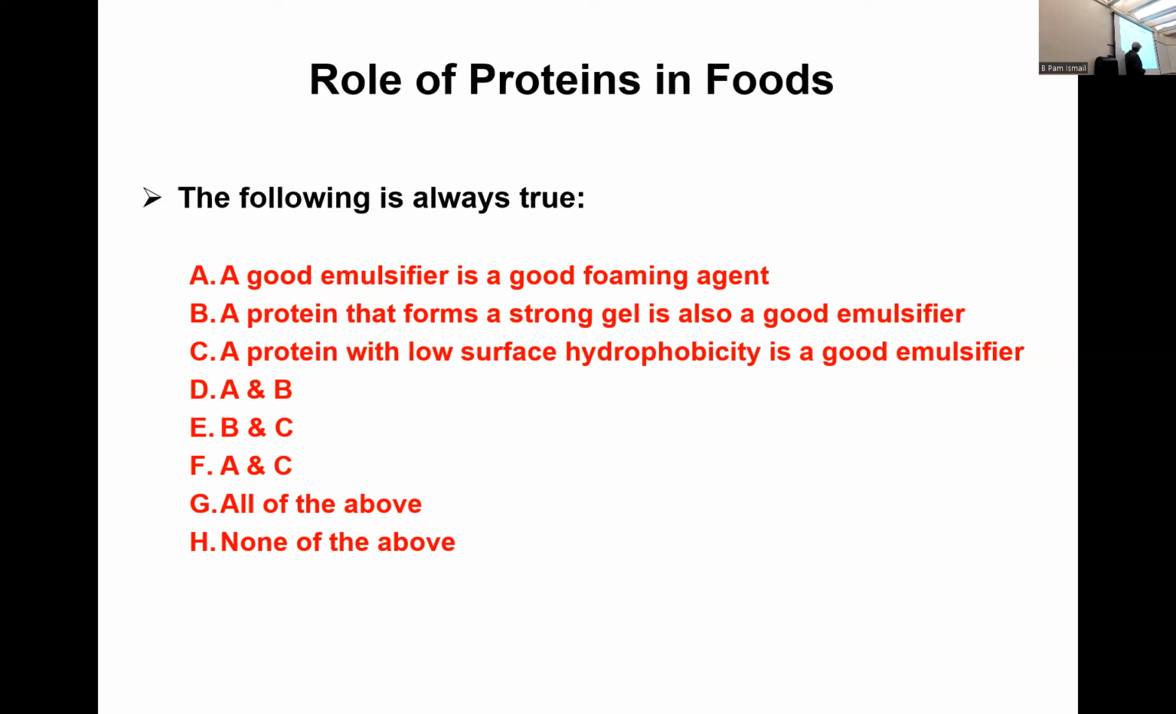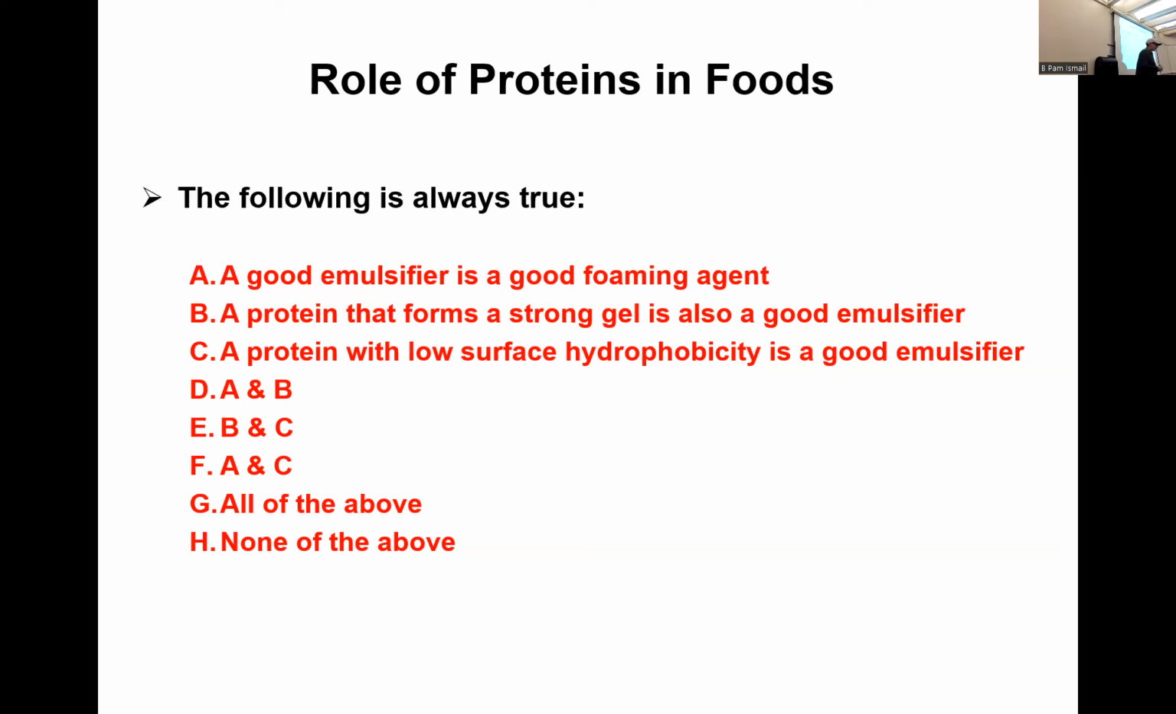A protein with low surface hydrophobicity. So this is kind of like an incomplete statement. I don't really like it, so that's why it's false, because it doesn't tell the whole story. What does low mean? So it really doesn't mean anything on its own. When you want to emulsify, you want a certain level of hydrophobicity and a certain level of hydrophilicity, because you want the protein to be able to interact with the oil, and you want the protein to be able to interact with the water. And this is different for different types of emulsions. So sometimes you have water in oil emulsion, and sometimes you have oil in water emulsion.